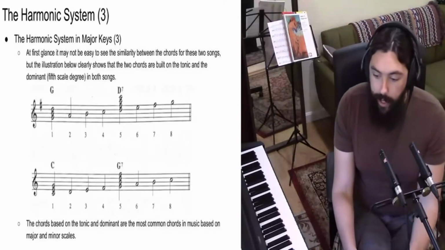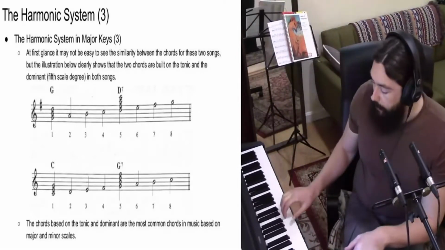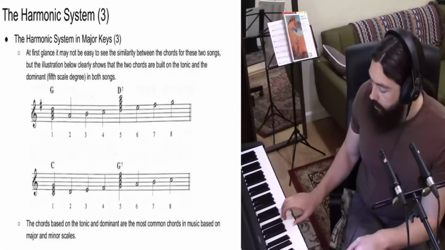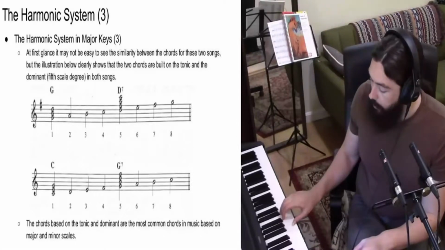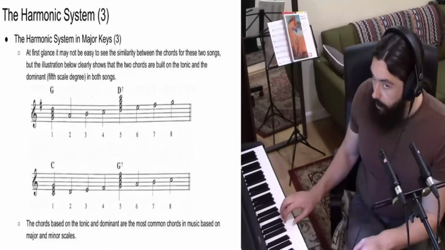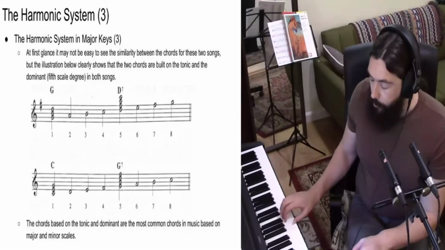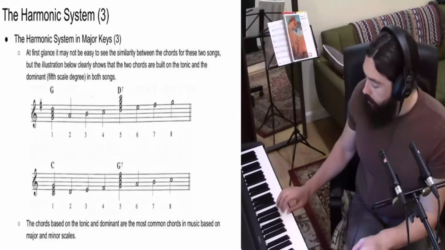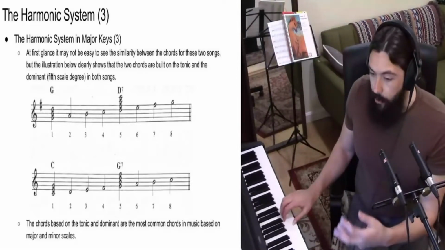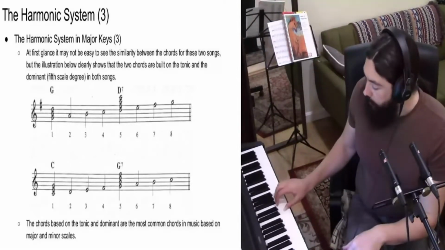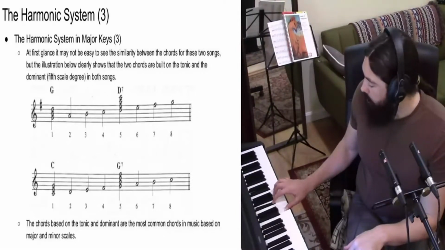So if we look at the chords for Down in the Valley, G and D7, right? G is the chord built on the tonic, and we're going to just call that a tonic chord. But if we go up the scale, the G major scale, remember, that's the one with 1 sharp, G, A, B, C, D, E, F sharp, G. What's the 5th scale degree? That's D, right, the dominant. If we build a chord on that, we get our D7 chord.